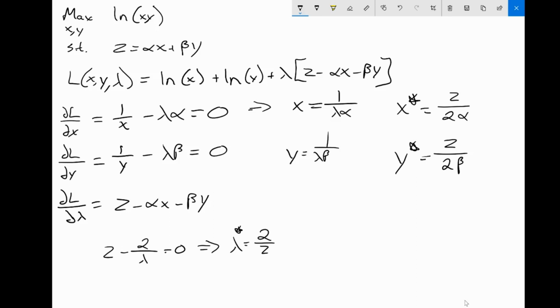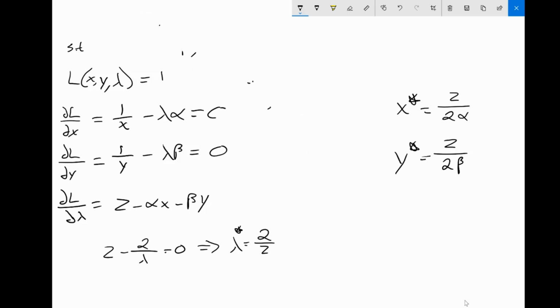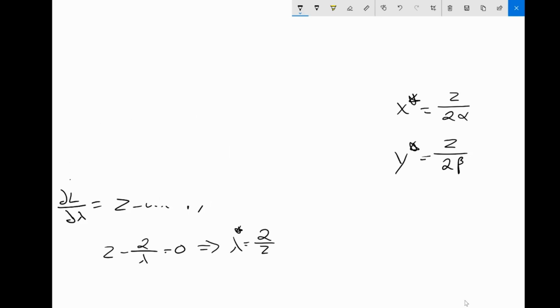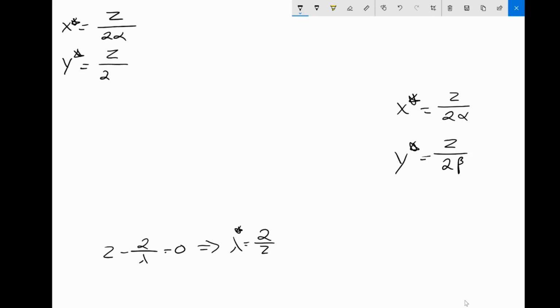Just quick review, very quickly solving these things out, not really showing my steps, but I'm going to use this as an illustration. So this is where we left off in the last lecture, so I'm just going to erase everything else here. I'm going to put those solutions up in the corner, and we're going to move from there. So it's basically picking up where we left off in the last lecture. All right. So I'm just going to write them up here. x star is equal to z over 2 alpha. y star is equal to z over 2 beta, and lambda star is equal to 2 over z.